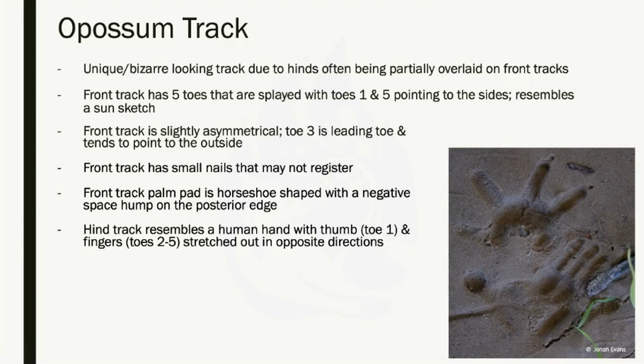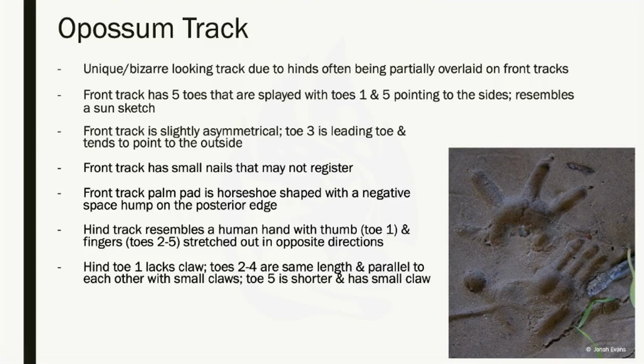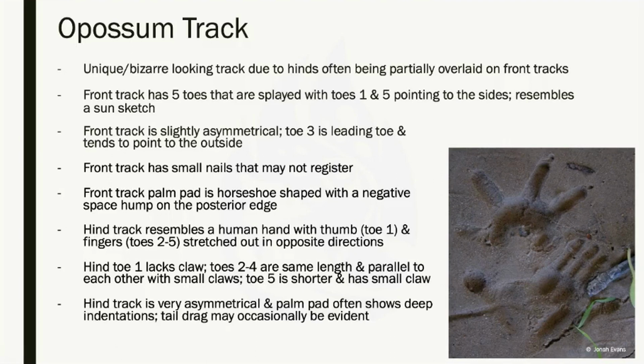So that's obviously toe 1. Okay. Obviously, in this case, the hind track, you're not going to see a nail or claw on toe 1. And you're going to see on the next 3 toes, 2 through 4, they're almost exactly the same length, and they're in parallel. Okay. And then you're going to see that little gap between them and the fifth toe, which oftentimes will show a small claw. Okay. Again, the hind track's very asymmetrical.